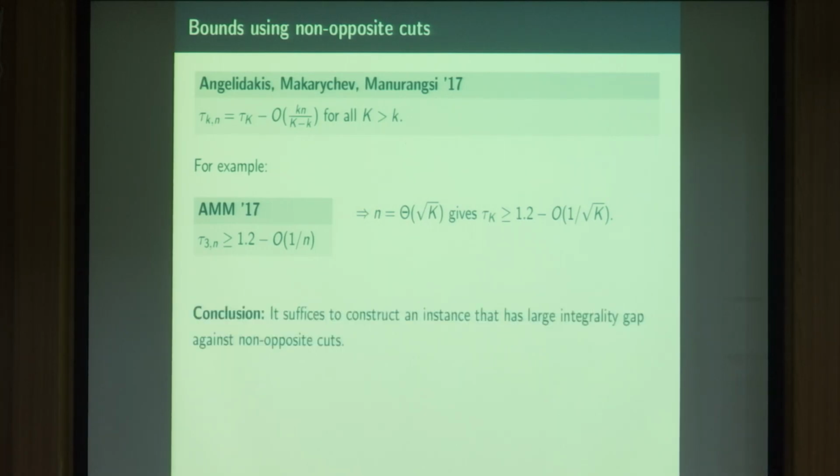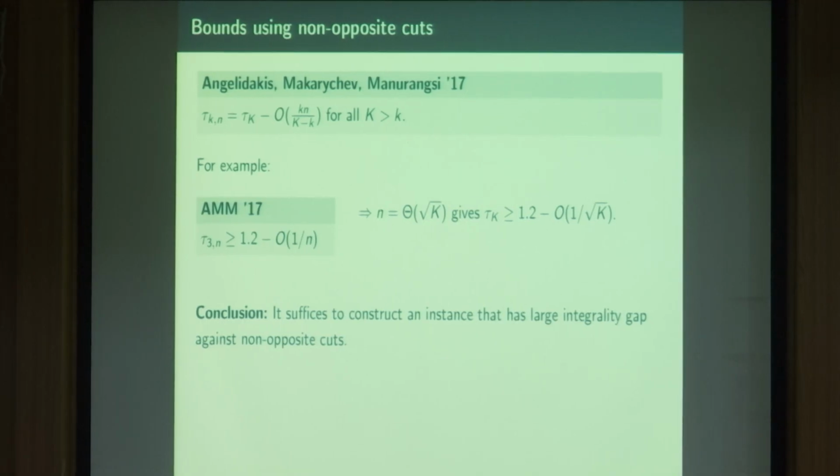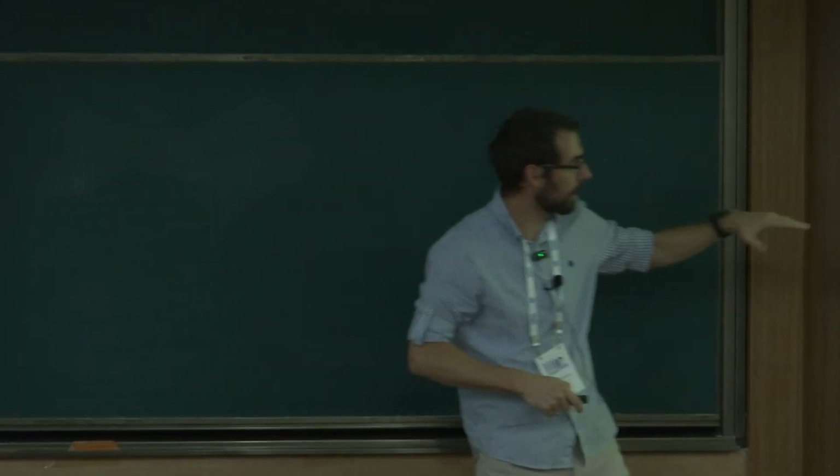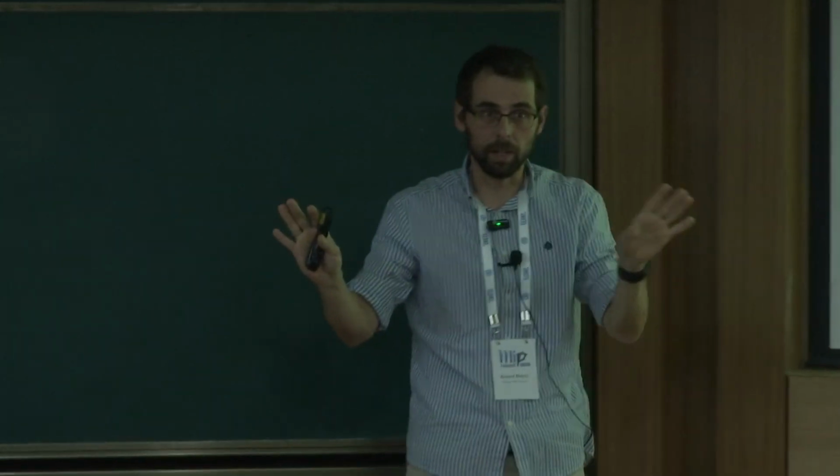So the conclusion, even without remembering what the notion of a non-opposite cut was, is that if you want to improve somehow the inapproximability result, which means that you want to prove a large integrality gap for the CK relaxation, it's enough to construct an instance, which means that you just have to find the weights on the edges of this triangulated graph, such that this instance has a large integrality gap against non-opposite cuts. You don't have to consider any other cut. It's enough to concentrate on non-opposite cuts.